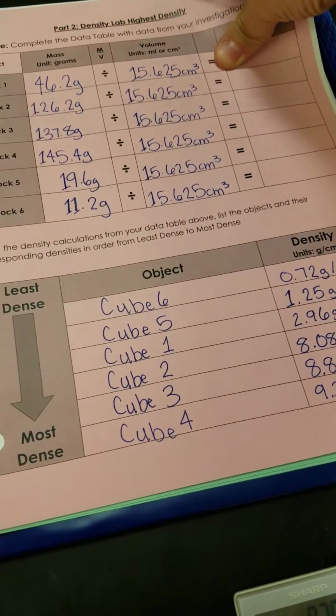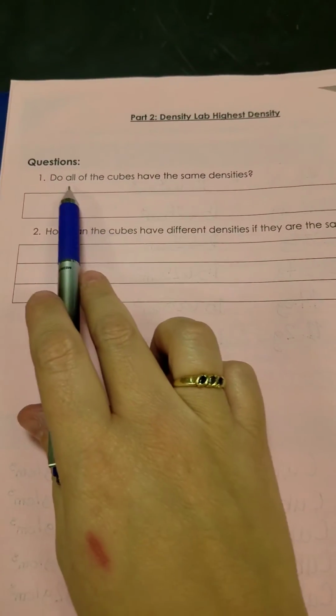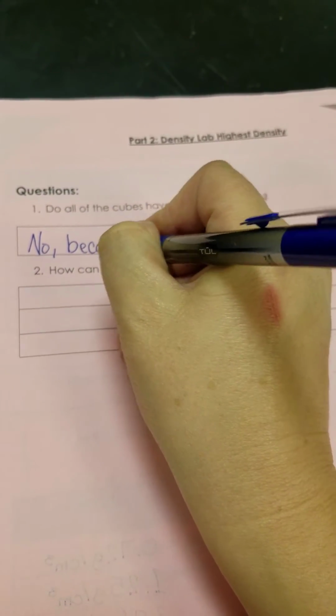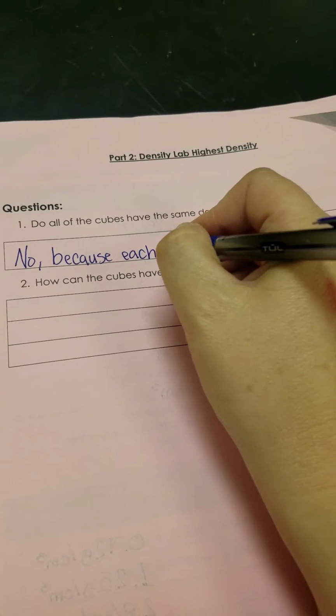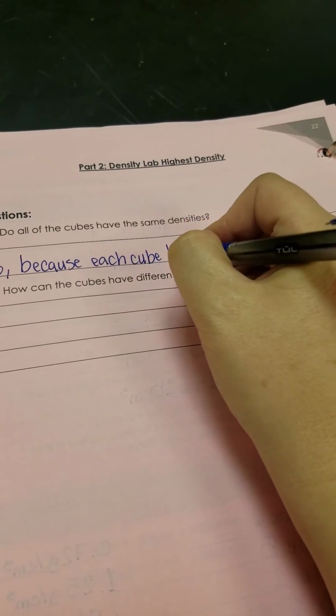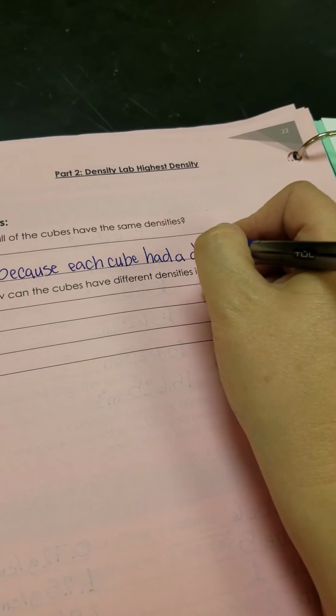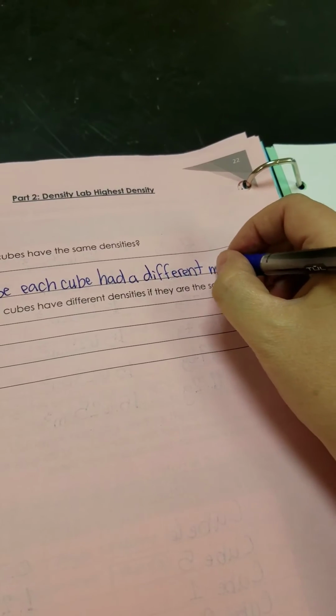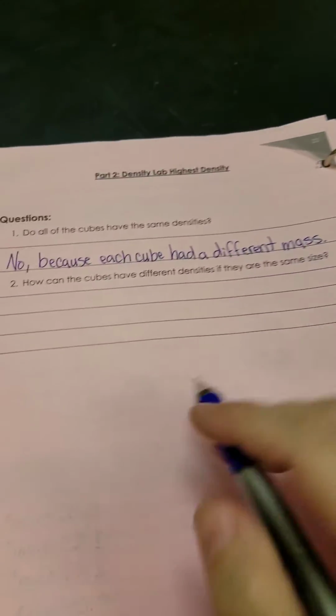Is there anything on the back? I don't remember. Oh, there is. There's 2 questions. Alright. Do all of the cubes have the same densities? Well, no. We calculated them out. No. Why? What was different about them? They all had different mass. No. Because each cube had a different mass, and that's going to give us a different density.